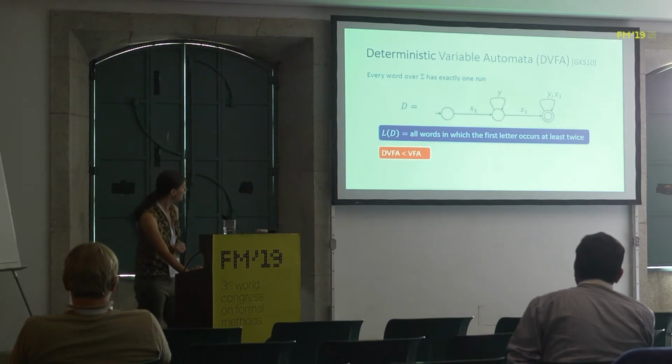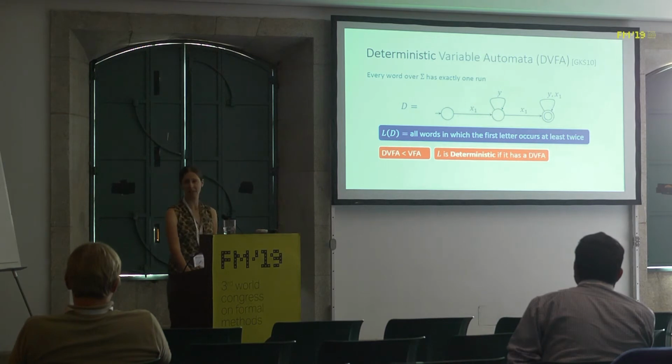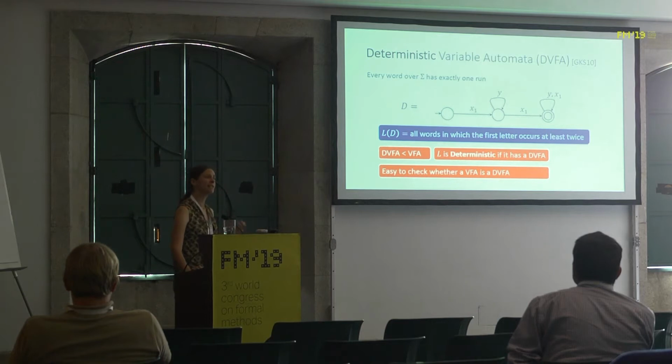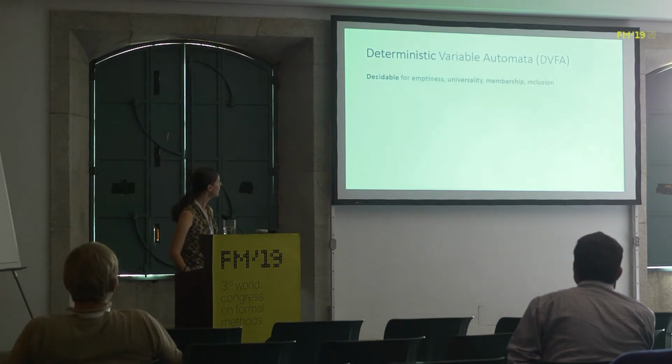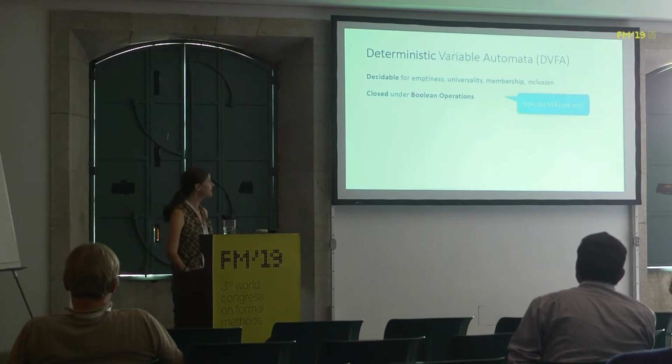All right, so we have a result from long ago that says that deterministic VFA are strictly weaker than VFA. And we call L deterministic if it has a DVFA, a deterministic variable finite automaton, that describes it. Now, despite the fact that it is not enough for the underlying automaton to be deterministic, it's not hard to determine whether an automaton is deterministic. So I will not go into that. All right, so deterministic variable automata have very nice properties. The emptiness, universality, membership, and inclusion problems for them are all decidable and pretty easy. They are closed under the Boolean operations, and this does not hold for the non-deterministic case. So it makes sense to concentrate on them.